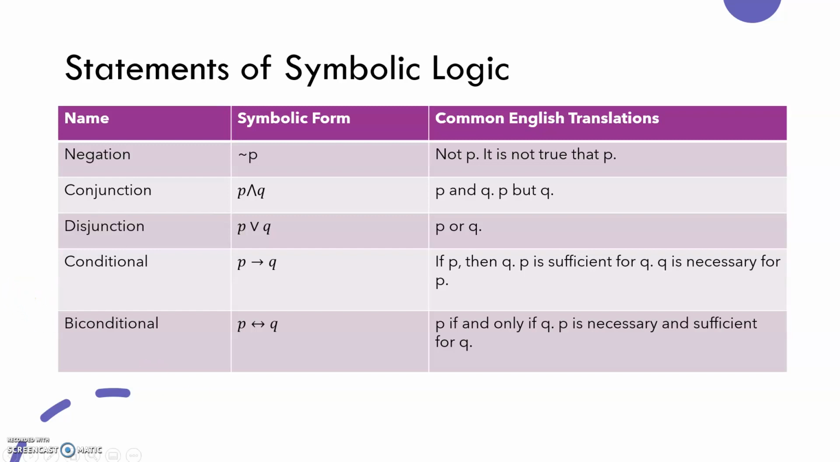And the first one is negation. Remember that the symbol for negation is this little squiggly line right here. And that means not P, or you can also say it is not true that P. That's the common English translation for it.